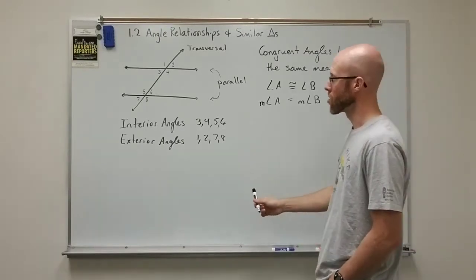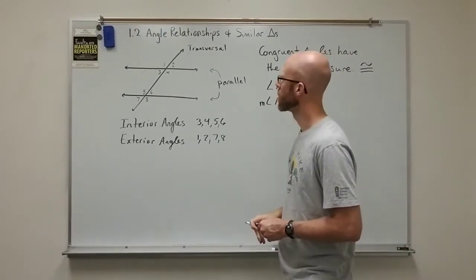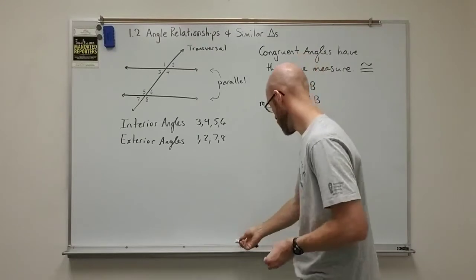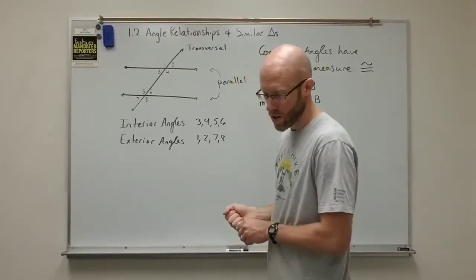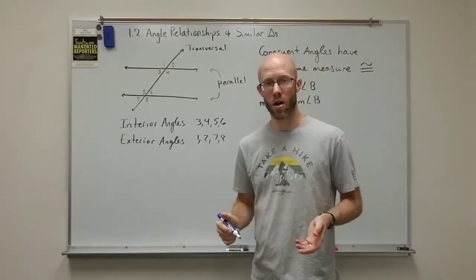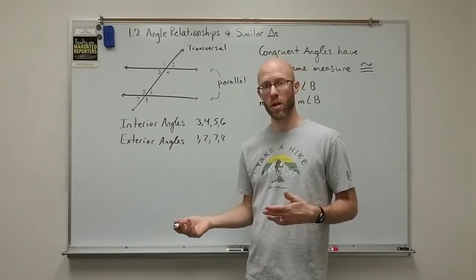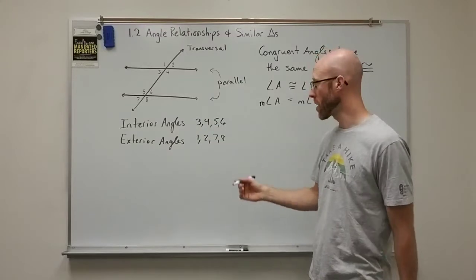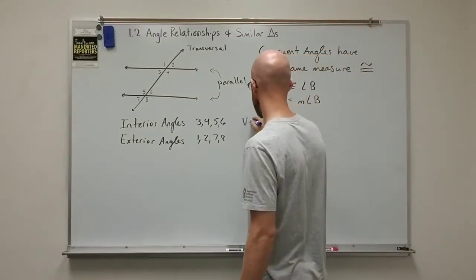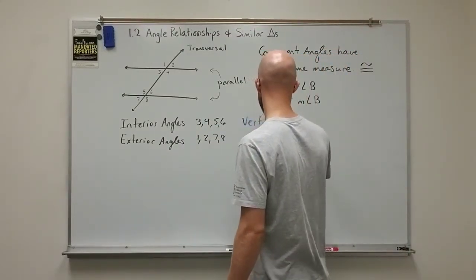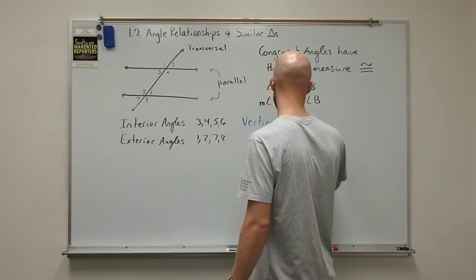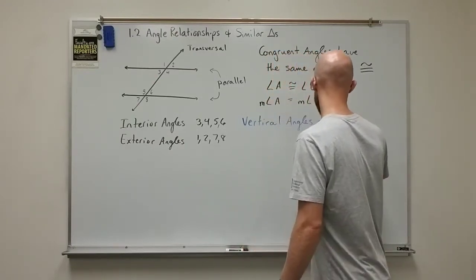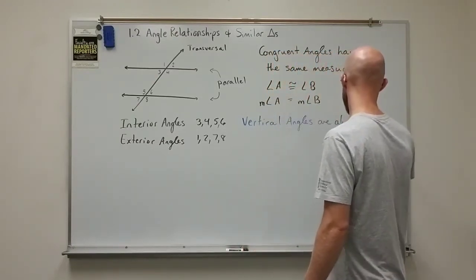So for our discussion, I'll just go ahead and stick with the congruency relationship. And what's interesting about this parallel line situation is that vertical angles are always congruent. Now that doesn't matter, not just in this situation, but in all angles. So vertical angles are always congruent.